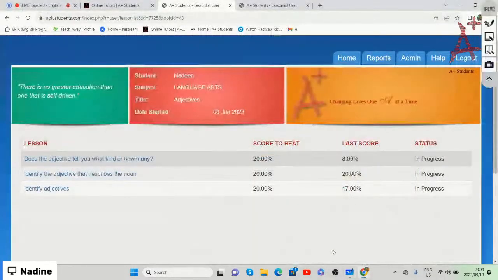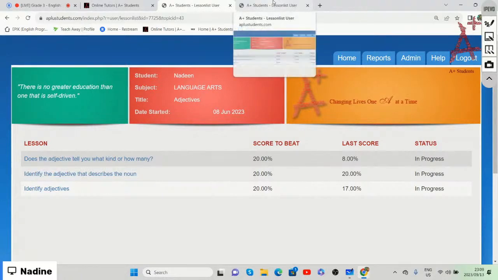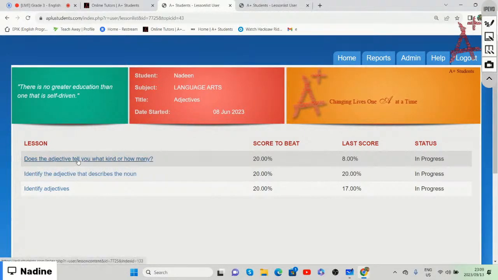All right, so now we're going back to aplusstudents.ca, to our tutorial page. We're going into the first lesson, which is, does the adjective tell you what kind or how many? So we're going into the first one.